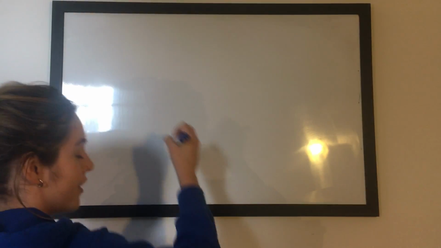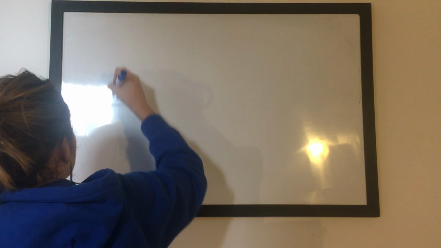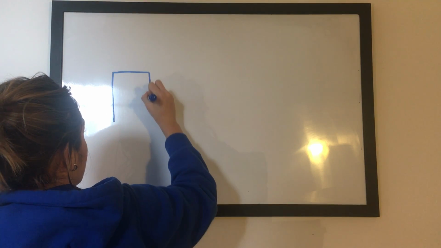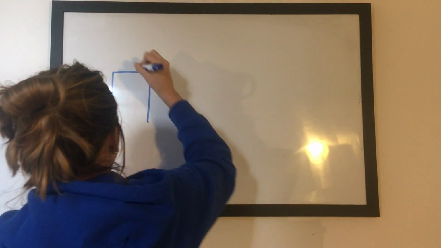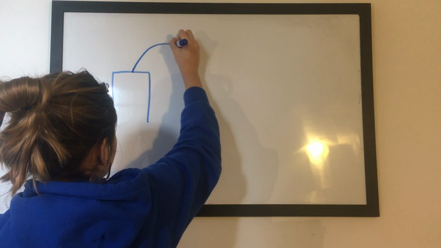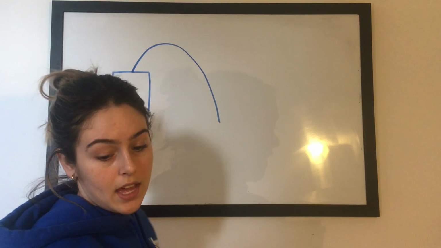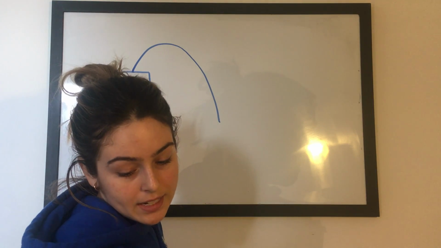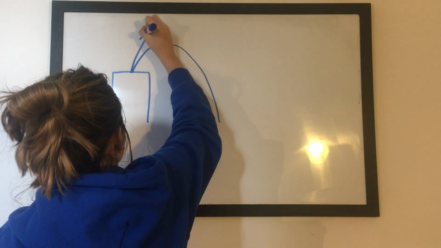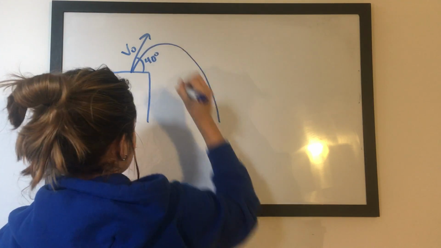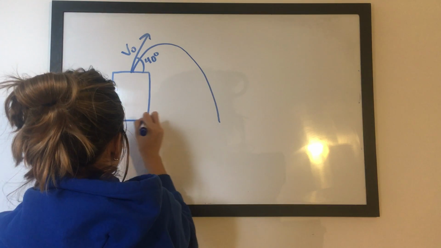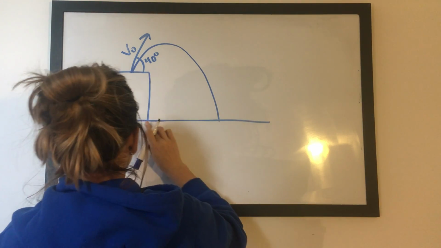So I'm going to draw what this is going to look like. So we've got the top of a 30-meter high hill. I'm just going to draw the hill as a rectangle to make the drawing a little easier to visualize. So the projectile motion is going to look something of this sort with an initial velocity at an angle of 40 degrees. So the initial velocity is going to be a vector of this sort, and it's going to be 40 degrees. Oh, and this is the ground below the hill.